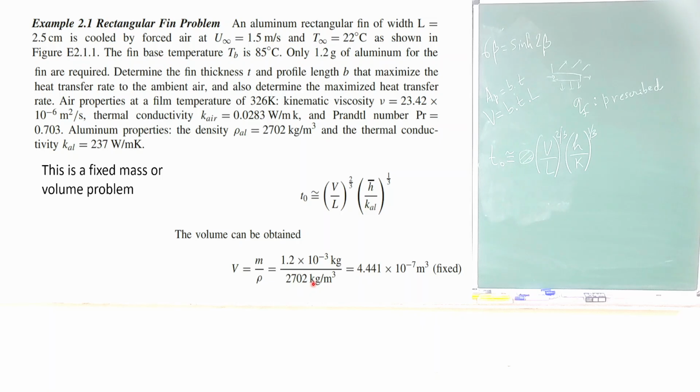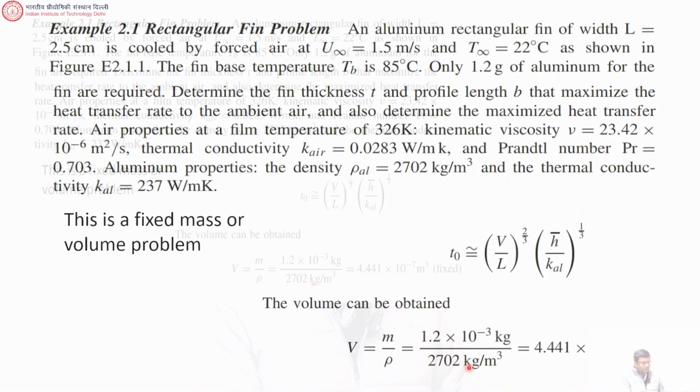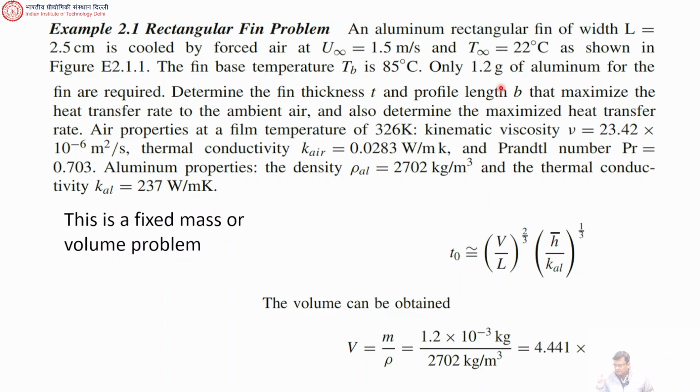So we have a rectangular fin, the kind of fin that we have been talking about, and it's aluminium. It has a width of L, 2.5 centimeter. It's cooled by forced air with a velocity, T infinity equal to 22 degrees Celsius. The fin base temperature is given, and only 1.2 gram of aluminium is available for the fin.